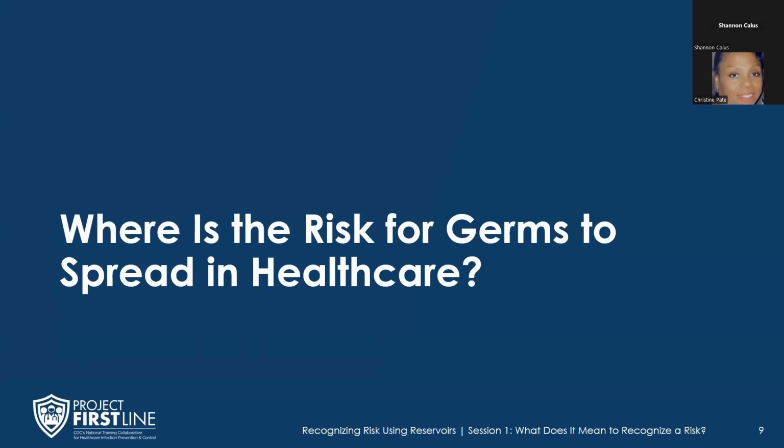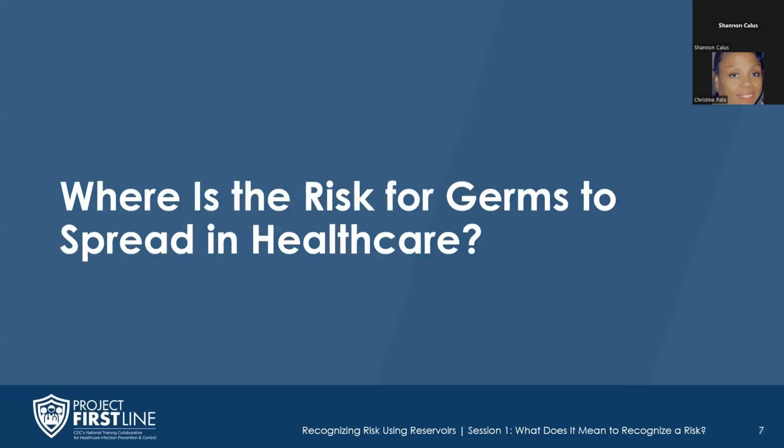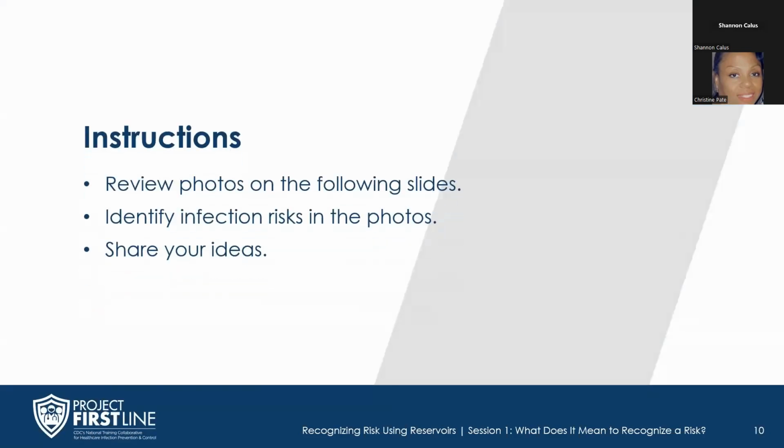So where's the risk for germs to spread in healthcare? We've talked about recognizing risk in general, and about higher risk for germ spread in healthcare. Now let's work together to identify and discuss some infection control risk. The next 3 slides have pictures of common scenes or situations in healthcare. Please look at the picture and identify the risk for germs to spread. You can jot down your ideas in your participant booklet.